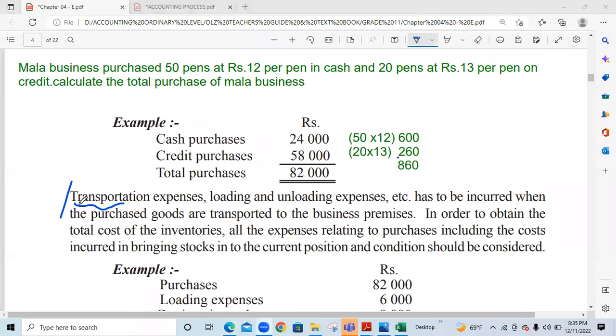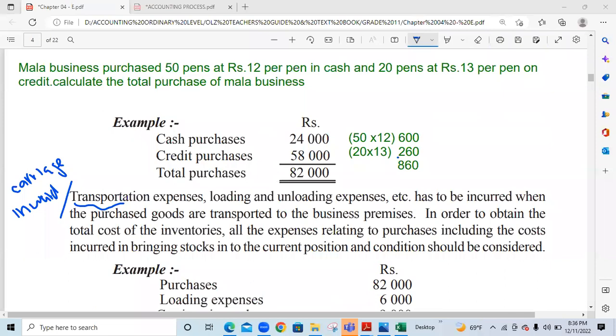Someone tell me another term for transportation. Anyone who can tell me another term? Traveling expense. Carriage inwards. Guys, write it there. Transportation expense. The most commonly used term is carriage inwards. What is carriage inwards? Carriage inwards is the transport cost of goods from the supplier to the business.